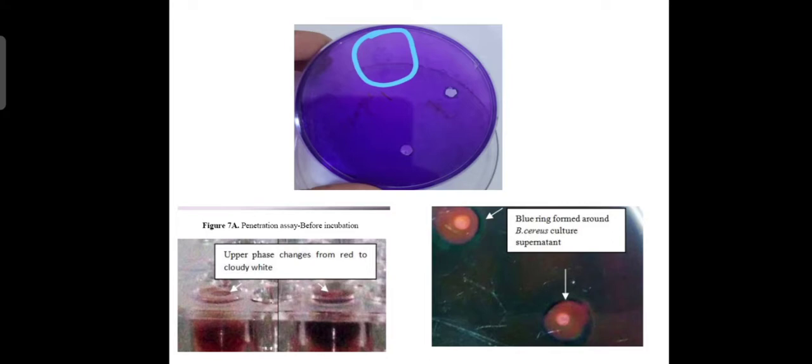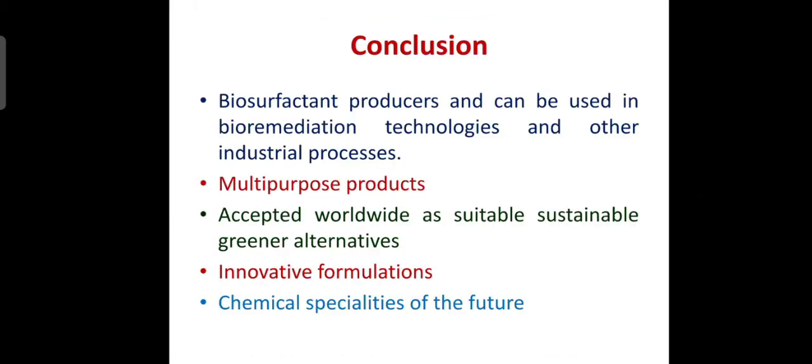In case of the penetration assay, it was seen that the upper phase changed from red to cloudy white, whereas in case of the CTAB assay, there was a blue ring formation around the cultures. So with this we could say that these Aeromonas and Pseudomonas were the two species isolated and characterized from garbage soil. They have the capacity to behave as a biosurfactant.